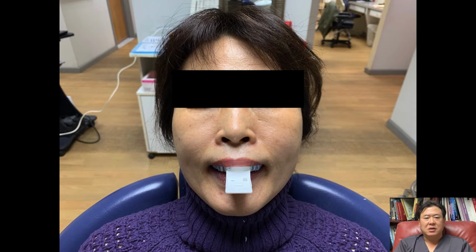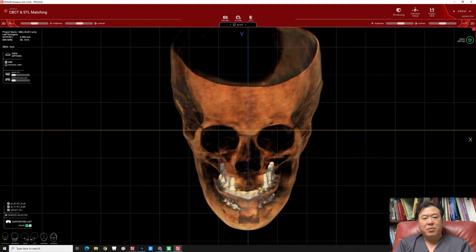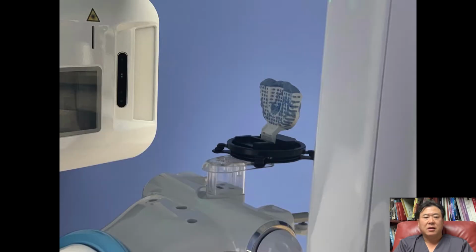First things first, I need to digitize her head inside and out. I used a radio-opaque impression tray to take an impression. While the tray and the impression were locked in place in her mouth, I took the 20 by 20 field of view CT scan. The radio-opaque impression tray was clearly visible in the scan. Then I took the impression CT scan and digitized the impression.